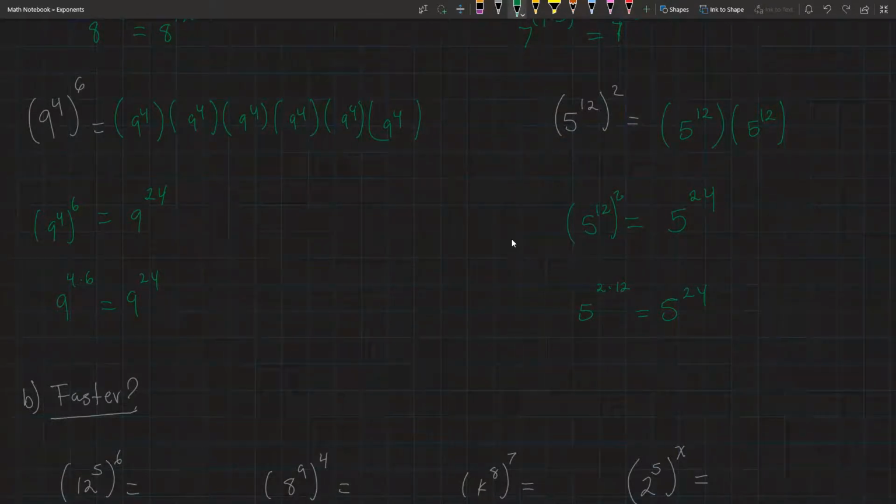I want you to see that order doesn't matter because we can rewrite this as 5 to the 2nd to the 12th power. Wouldn't that still give us a product of 24? All right, so keep that in mind. I'm not going to write them for all of them, but that idea is true.